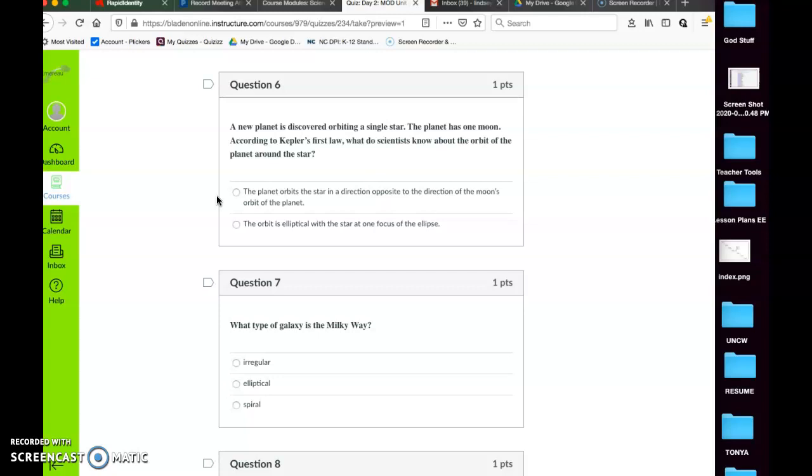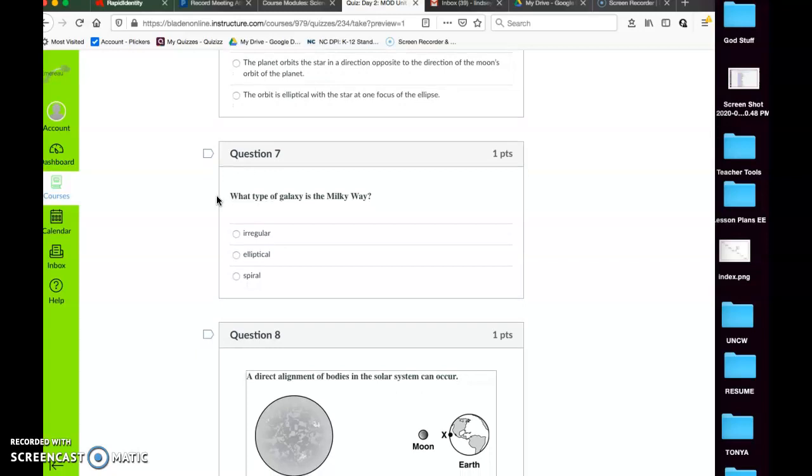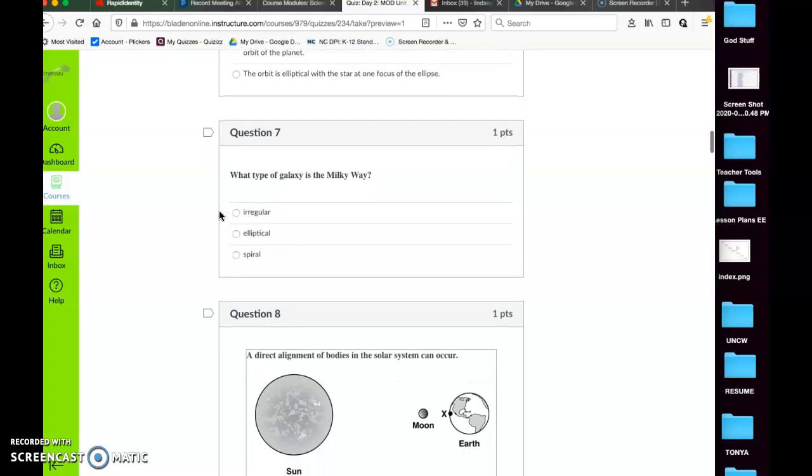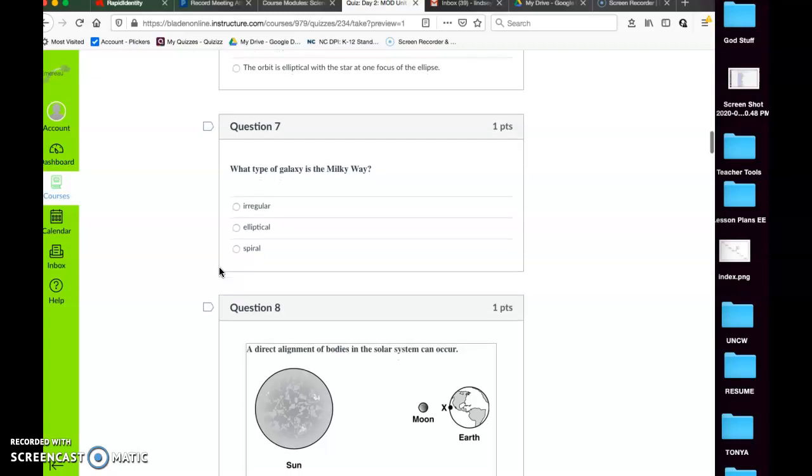Question number 7. What type of galaxy is the Milky Way? Is it irregular, elliptical, or spiral?